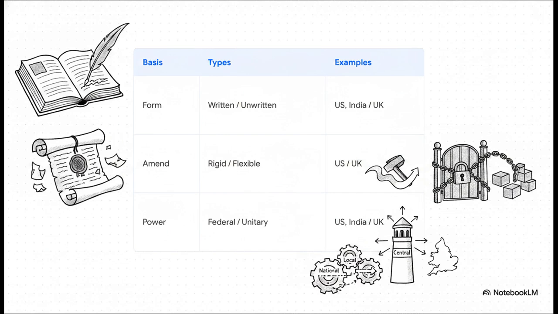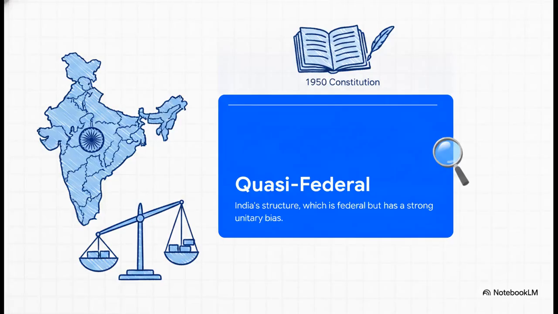Finally, regarding the distribution of power, we have federal systems where power is shared between local and national governments like the US and India, compared to unitary systems where power is totally centralized in one place, like the UK. Let's look at a concrete example of how nuanced this gets in practice with India's 1950 constitution. It blends these classifications perfectly.